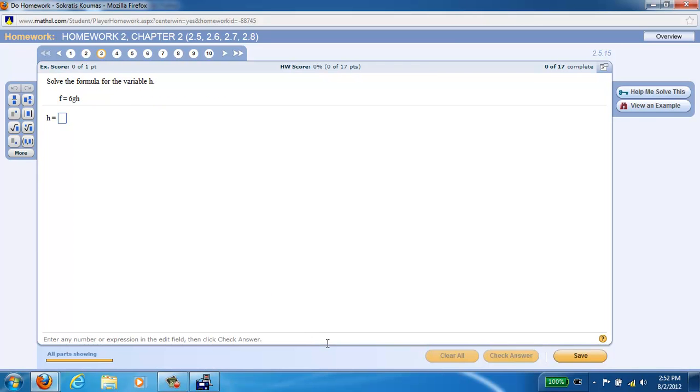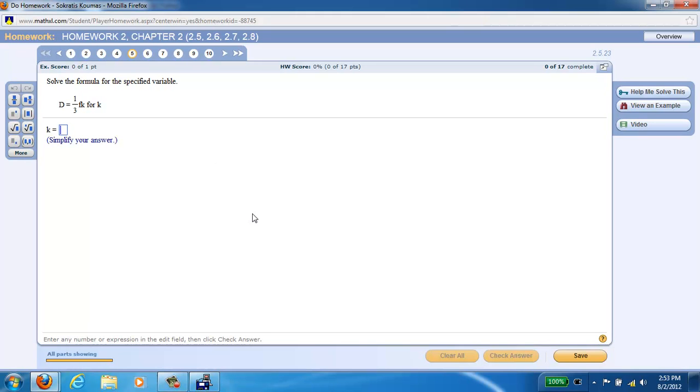Problem number 3, you have to solve this formula for h. So first divide by 6, both sides, and then you continue. Same thing, we have to solve this equation for y. So you have to do one and only one calculation. Number 5, you have to solve for k, so multiply both sides by 3 and then continue.